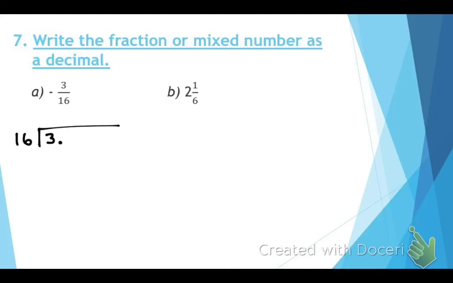Put your decimal point. How many zeros do we put? 3. Let's go and put 3 zeros. Bring that decimal point up. Can a 16 go into a 3? No, you can stick a 0 if that helps you. If not, how many times does 16 go into 30? Only 1 time. You guys try this on your own.